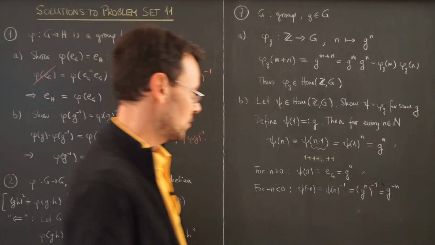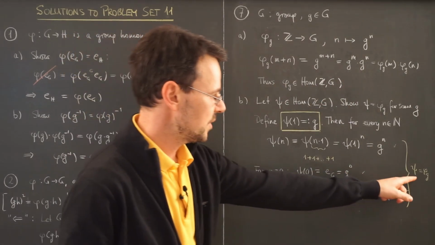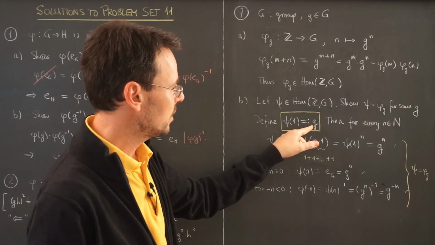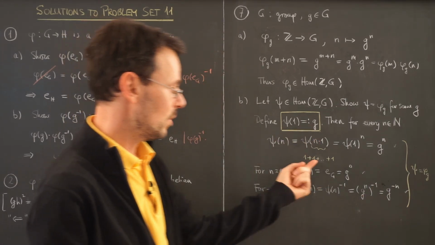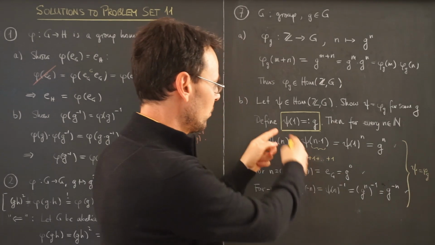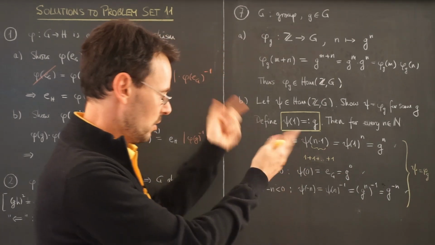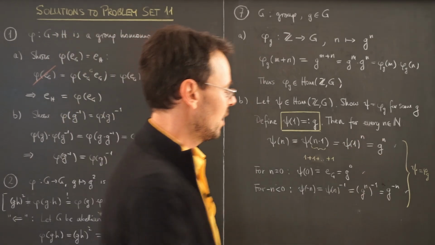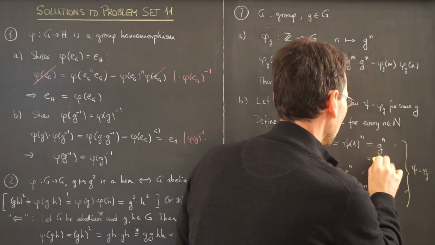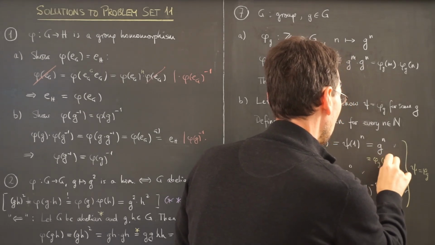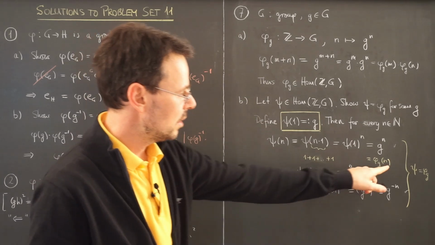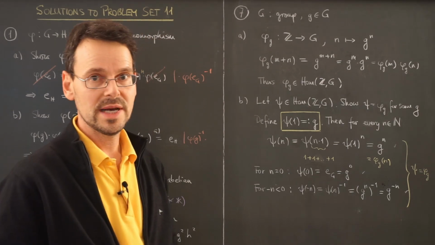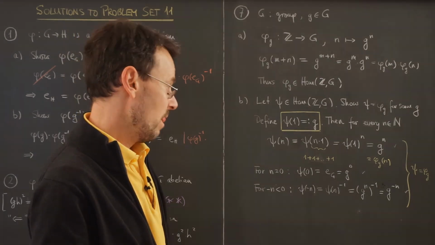So this shows that psi is exactly the same as the homomorphism phi sub g if we define g in this way. Why? Because psi and phi sub g agree on all the integers. Psi of n, psi of 0, psi of minus n is always the same as phi sub g applied to n, because by definition this is what phi sub g does. All right.